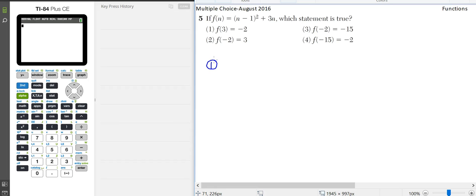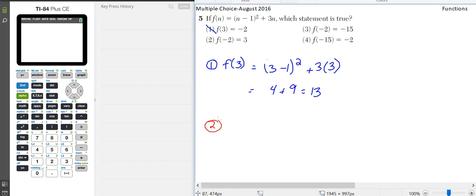We're going to evaluate f of 3 to see if it's negative 2. So f of 3 is equal to (3 minus 1) squared plus 3 times 3. 3 minus 1 is 2, 2 squared is 4. 4 plus 3 times 3 is 9. 4 plus 9 is 13. Since f of 3 is equal to 13 and not negative 2, choice 1 is not the correct answer. Let's move on to choice 2.